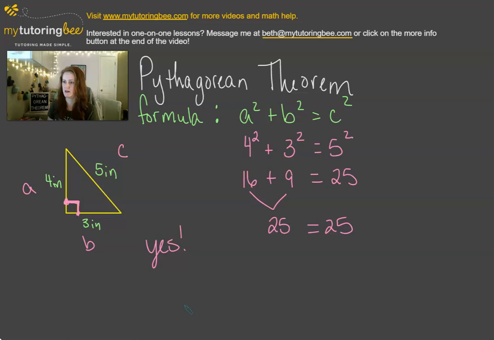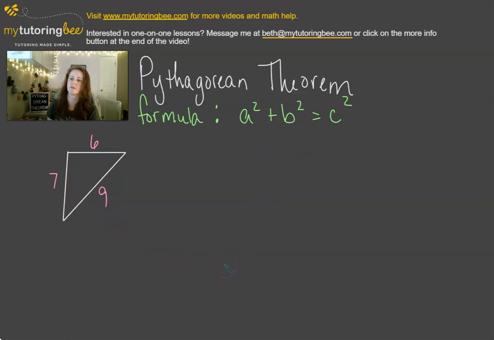Let's try it on this triangle. Now this triangle doesn't give us the right angle indicator. We need to actually determine if this is a right triangle or not. So feel free to pause the video and try this on your own. Determine which sides are A, B, and C. Use the formula and see if it does make a right triangle or not, and then we'll go over it together. So my longest side I know needs to be C, and then the two shorter sides I'm going to label as A and B.